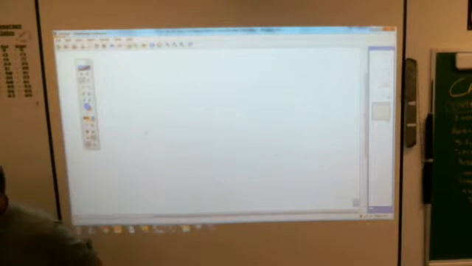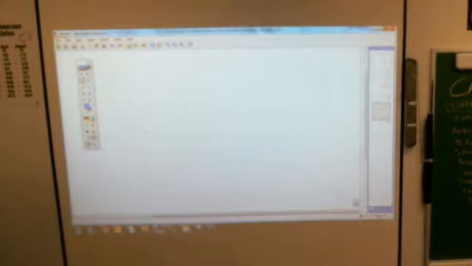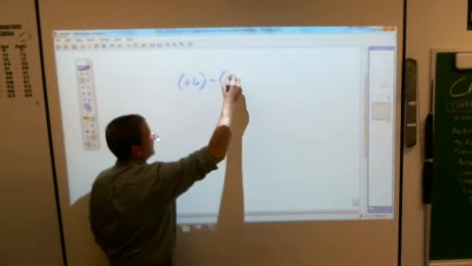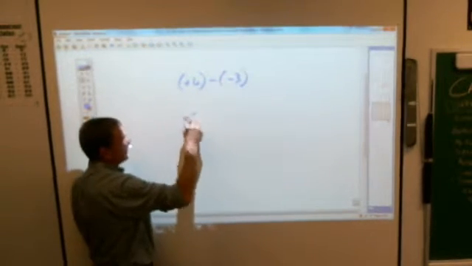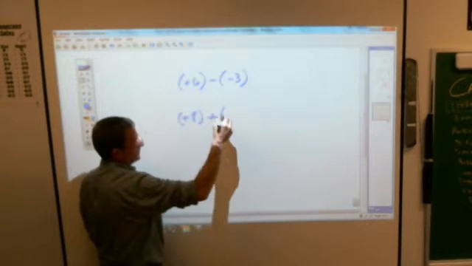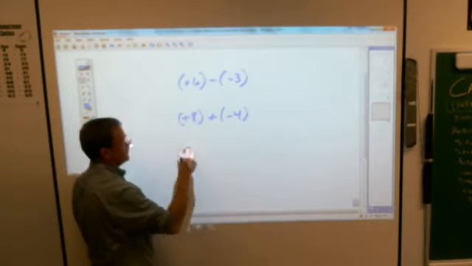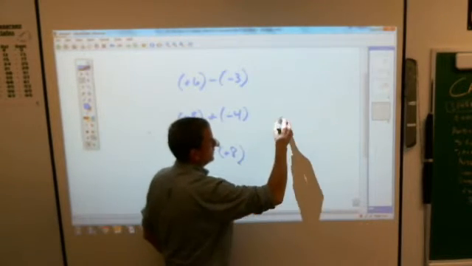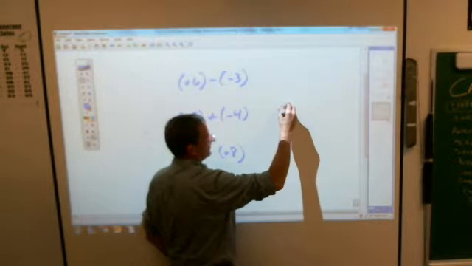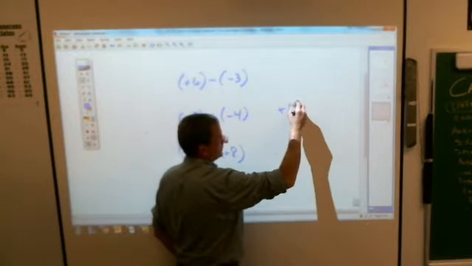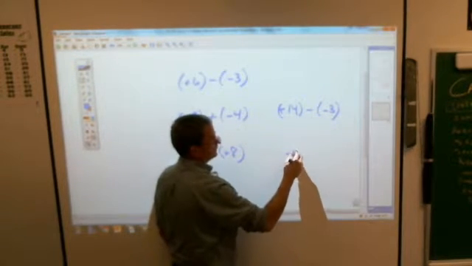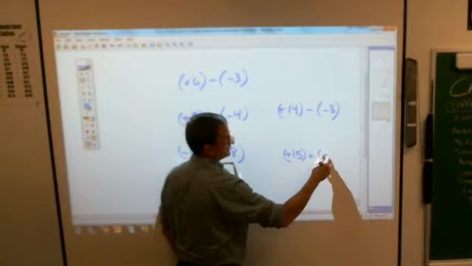Let's try some, because I know that you're very excited about this. I'm just going to write a whole bunch of randoms up there and see if you can get the right answer here. Positive 6 minus negative 3, positive 8 plus negative 4, negative 16 minus positive 8, positive 14 minus negative 3 and positive 15 plus positive 6.